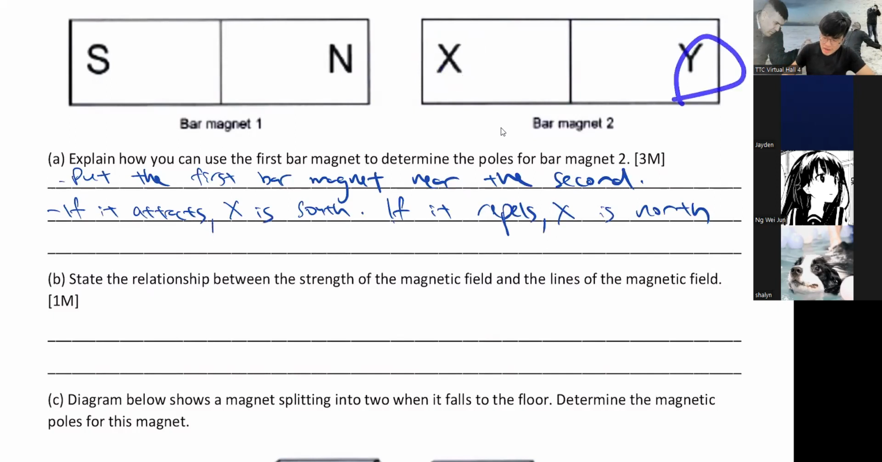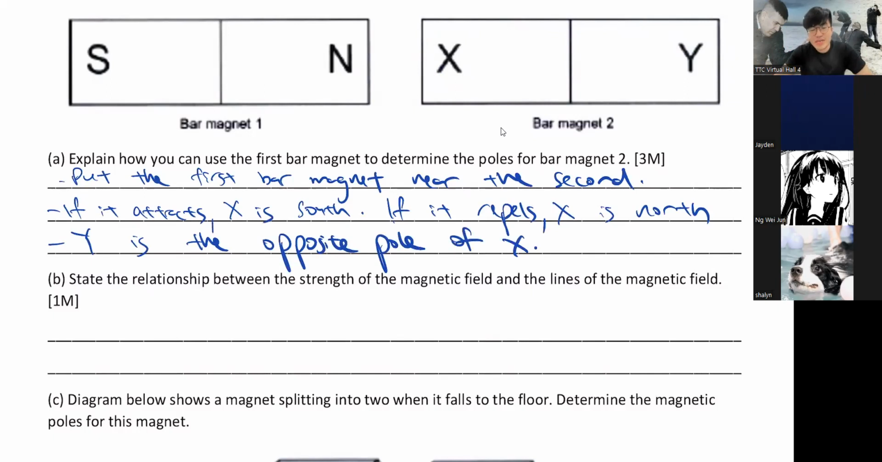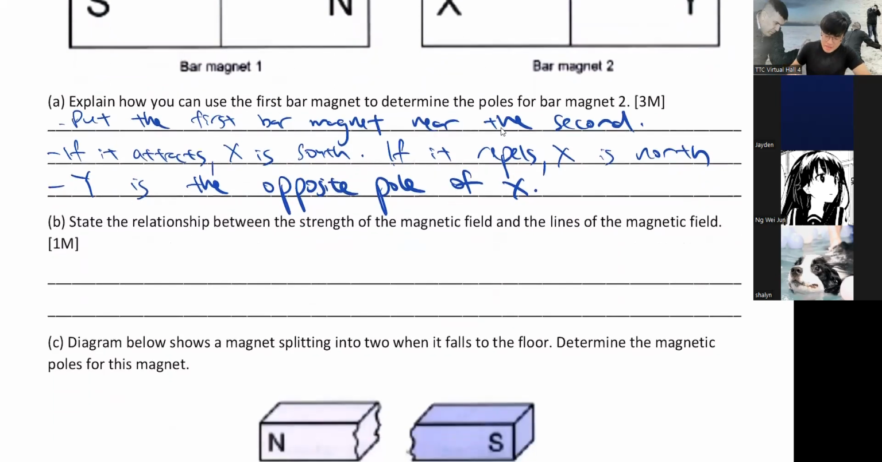And then what about Y? Y is the opposite, right? So Y is the opposite pole of X. Really easy, because all magnets have north and south. There's no such thing as only north or only south. Magnets like this don't exist. Okay, understand? Easy.